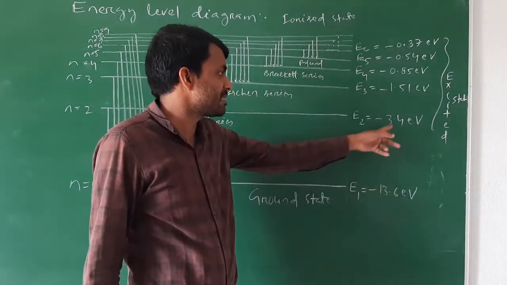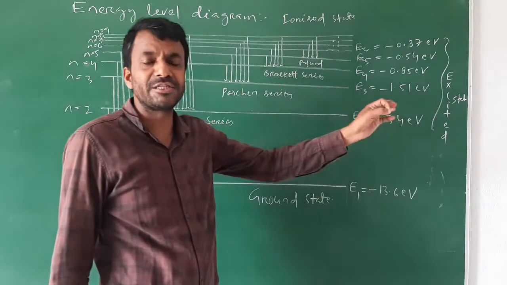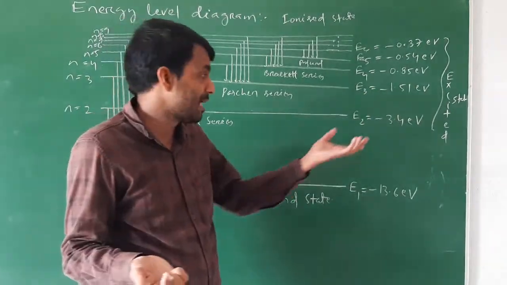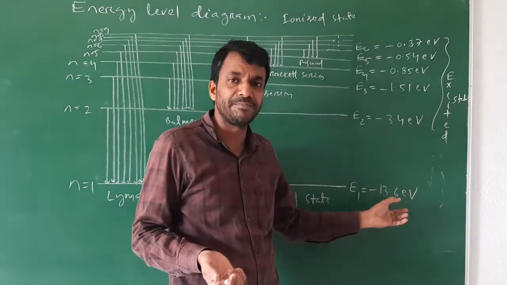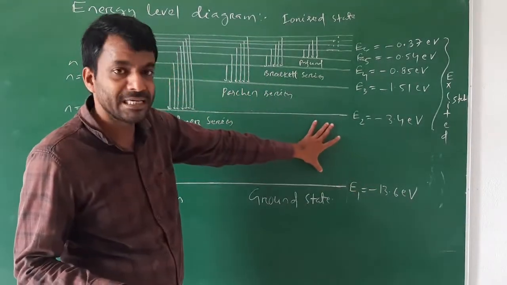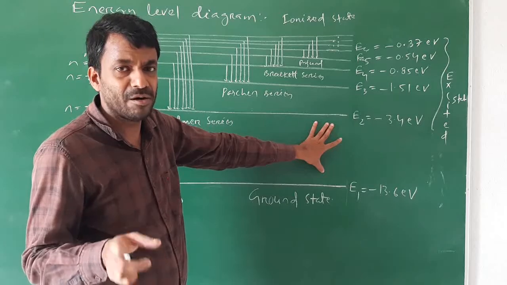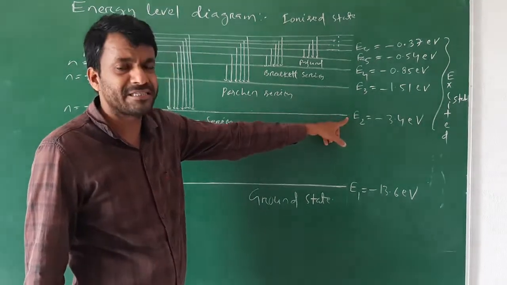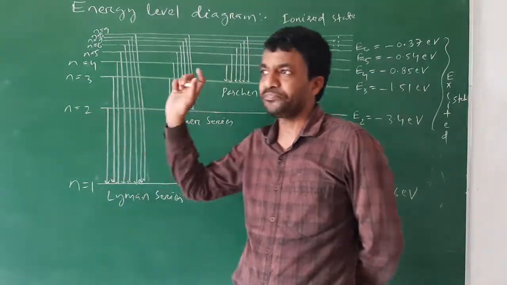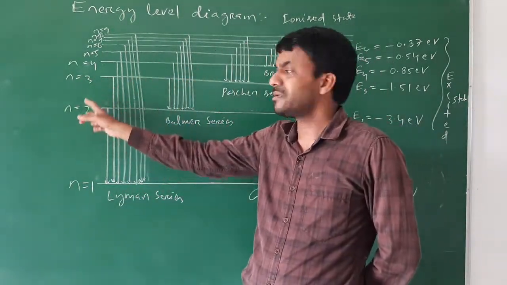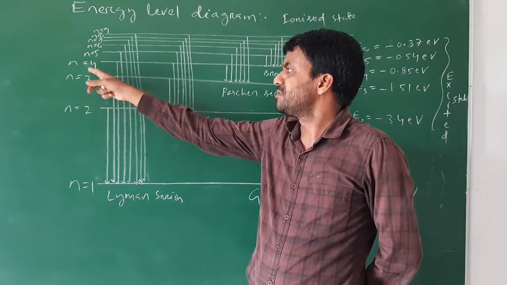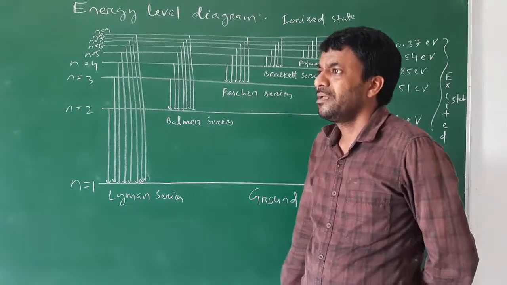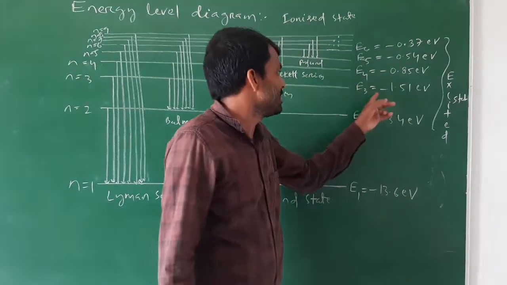The ground state is minus 13.6 and the second state is minus 3.4, which means the energy gap is approximately 4 times. Minus 3.4 into 4 is minus 13.6. Therefore, the highest gap is between the first or ground state and the first excited state. This is known as the first excited state, n equal to 2. This is the first excited state, this is the second excited state, this is the third excited state, this is the fourth excited state, and so on.